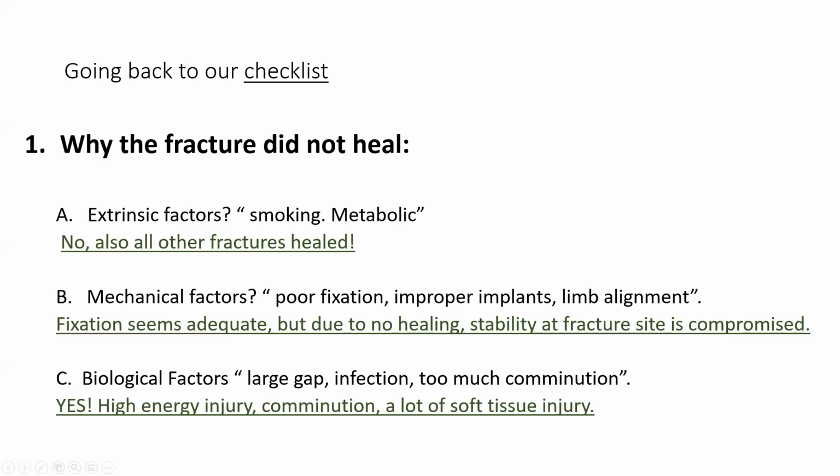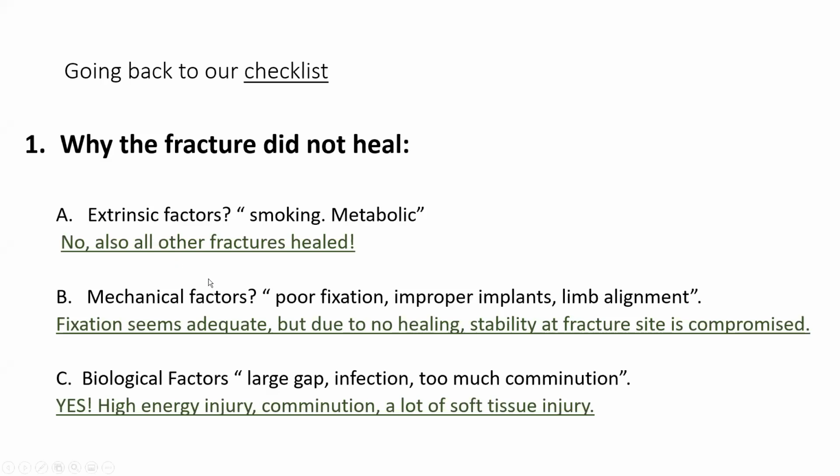Extrinsic factors: smoking, metabolic, no. And something else to support the absence of extrinsic factors is that the patient had other fractures in the body that healed: bilateral femur, pelvis, and even the plateau in the same exact tibia. So no extrinsic or general factors in the patient.